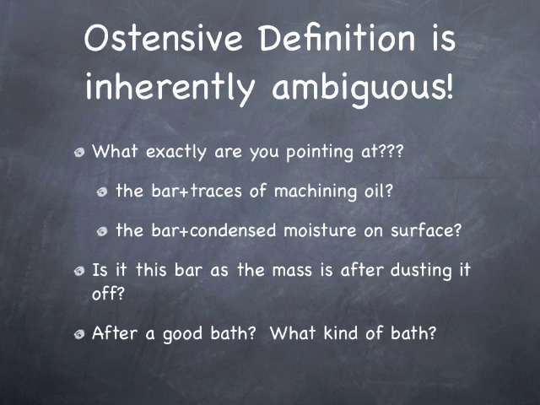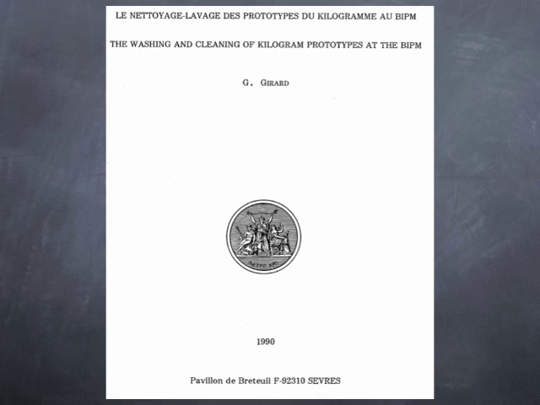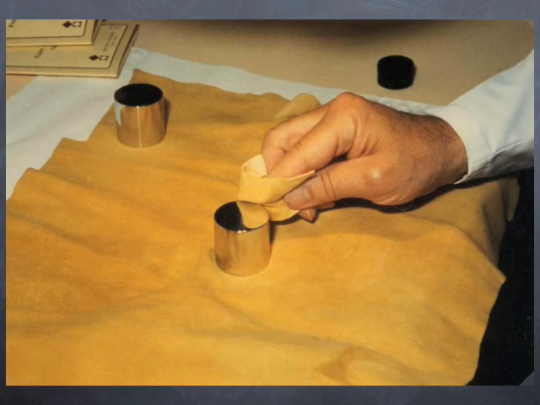This is the kind of problem that is inherent in ostensive definitions. Okay, so let's dig into this. Over the last century, they've evolved a very elaborate series of cleansing and washing procedures. This is a picture of the document. If you read through it, it reminds you of nothing so much as the book of Leviticus, where it describes the cleansing of the temple.